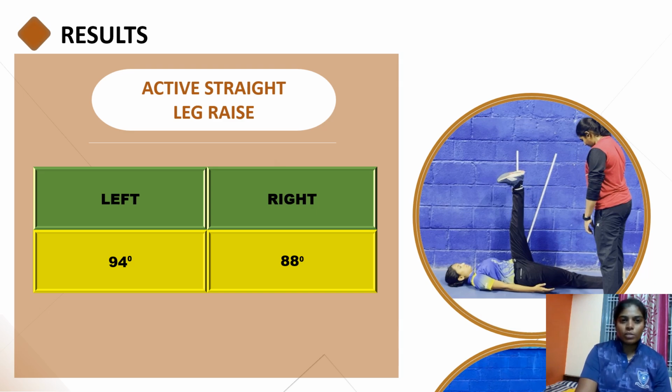As we see in the ASLR result, the left leg range of motion exceeds the test upper limit of 90 degrees, showing good hamstring stability and flexibility. The range of motion in the right leg is slightly lesser compared to the left leg and still functional. This indicates sufficient hamstring flexibility and hip mobility, as it falls within the acceptable range of 70 to 90 degrees.